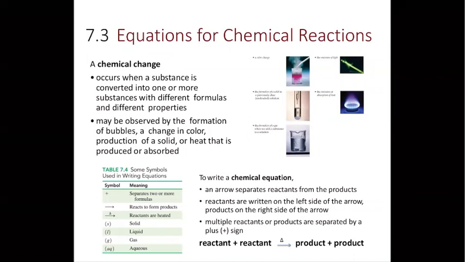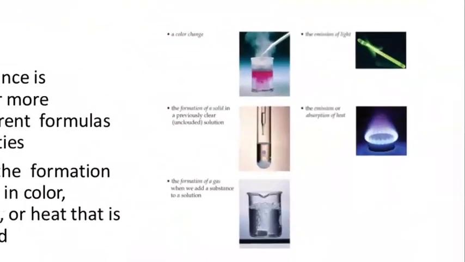Now, there's different things that are going to indicate that a chemical reaction has occurred. And as you can see, those include the change of color, because the new compound or molecule produced has a new color. The emission of light, again, because that new compound has the ability to emit light. The formation of a solid.